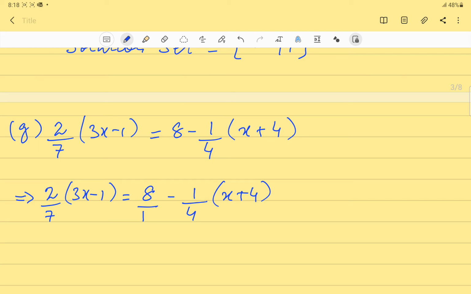For finding the LCM of 1, 4 and 7, there is no common divisor in any of these three numbers. None of them can be divided by 2, neither by 3, neither by 4. So we simply have to multiply them and write it down. We multiply all the three: 7 into 4 is 28, 28 into 1 is 28. So we have to multiply all the given terms with 28.